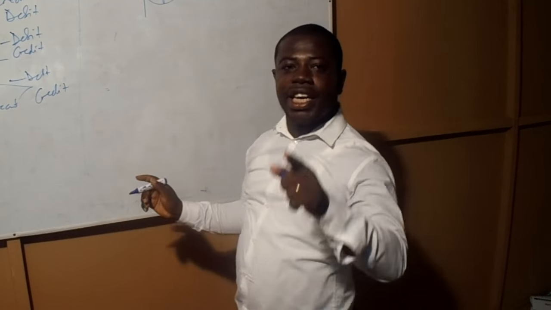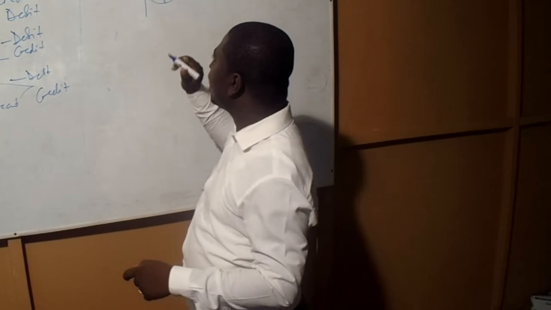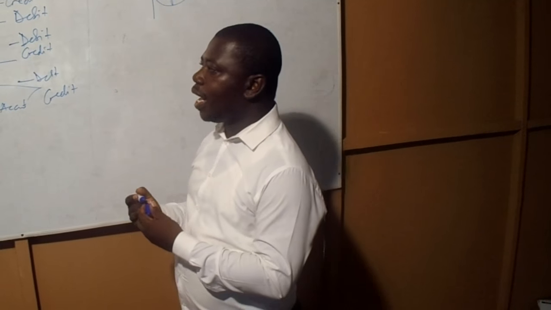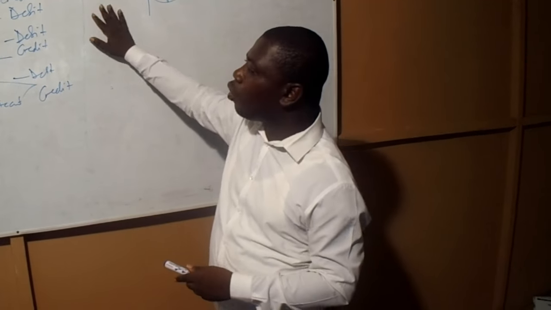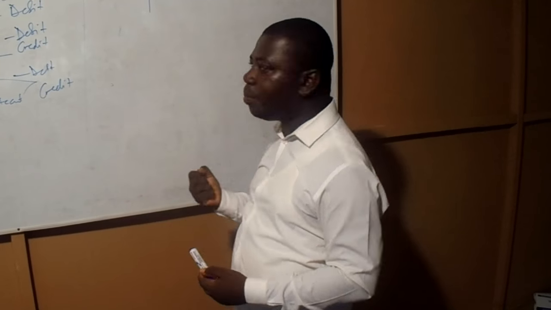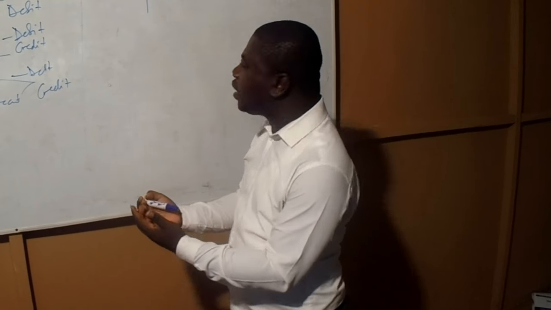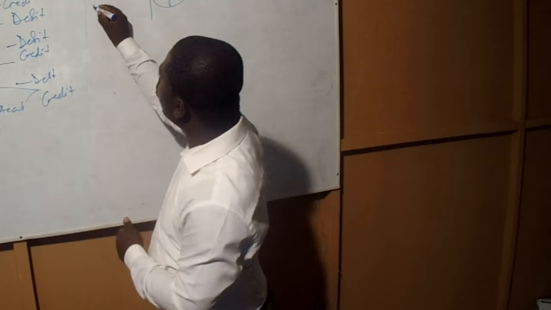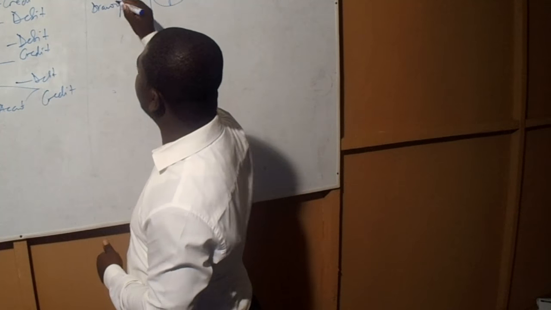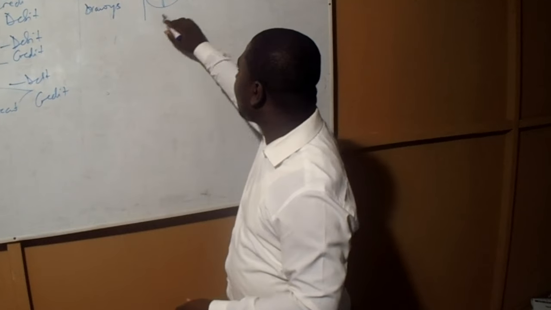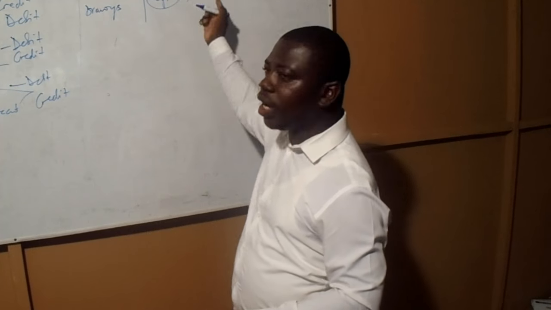And when the owner is making drawings, you will know that drawing is also another side, because now the owner is rather taking from the business and we debit the receiver. The owner is receiving. So drawings will always be debited to the owner's account. And then capital coming in will be credited because the owner is giving.